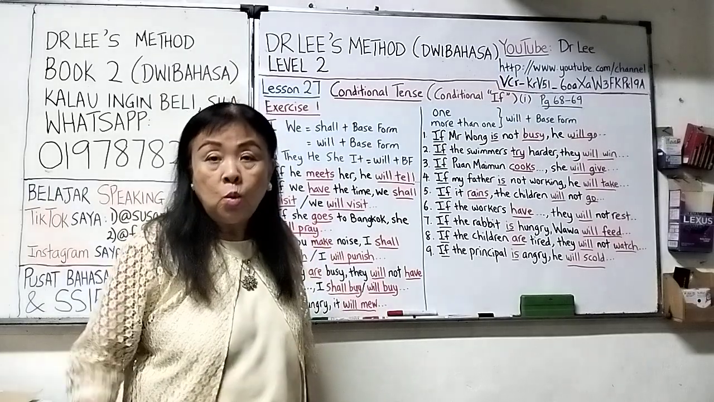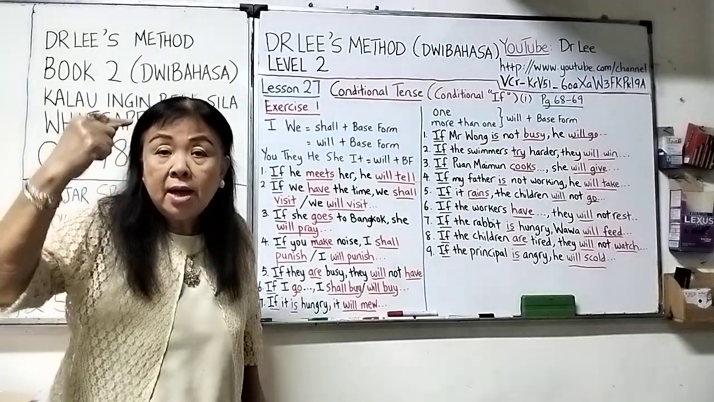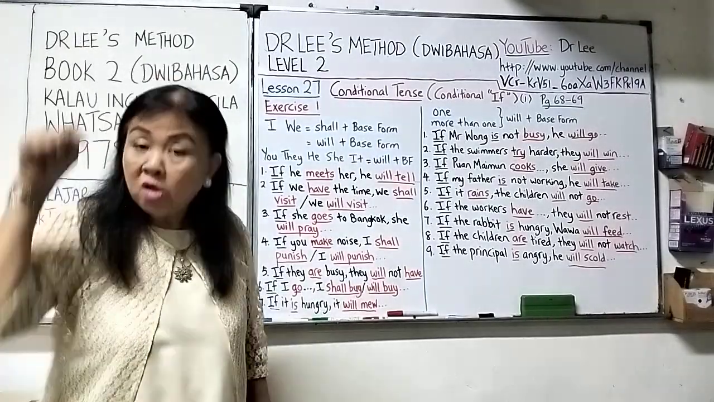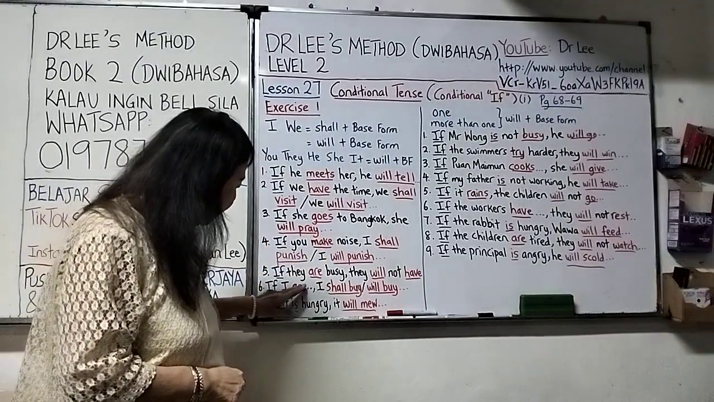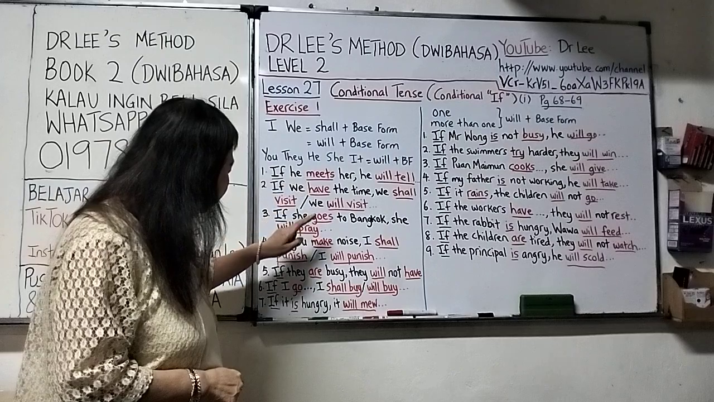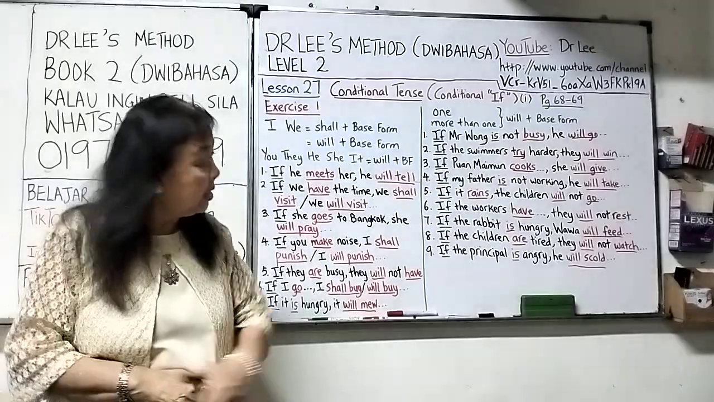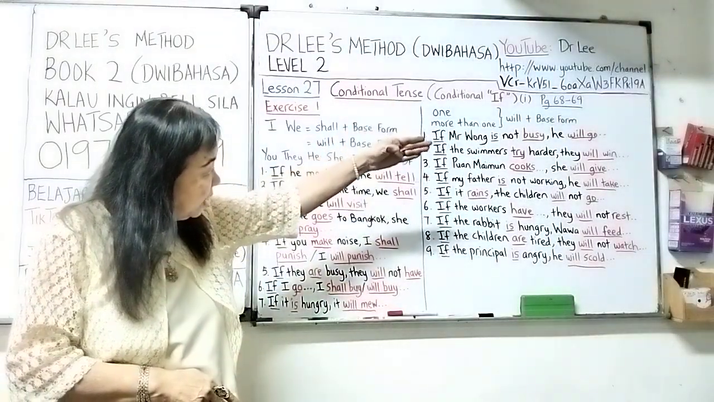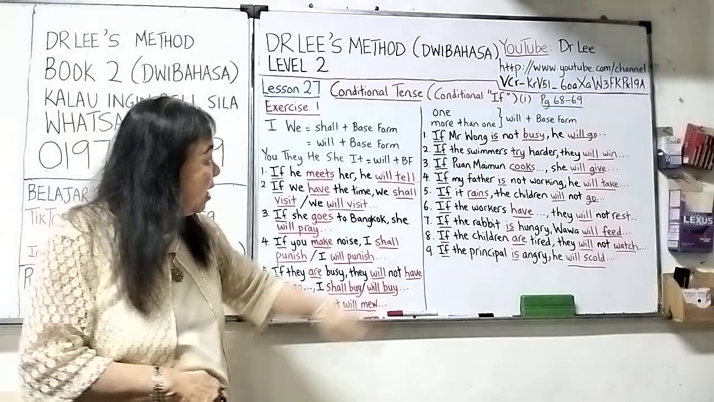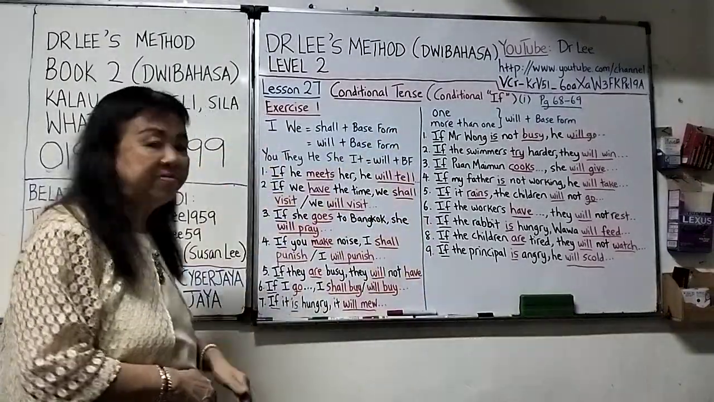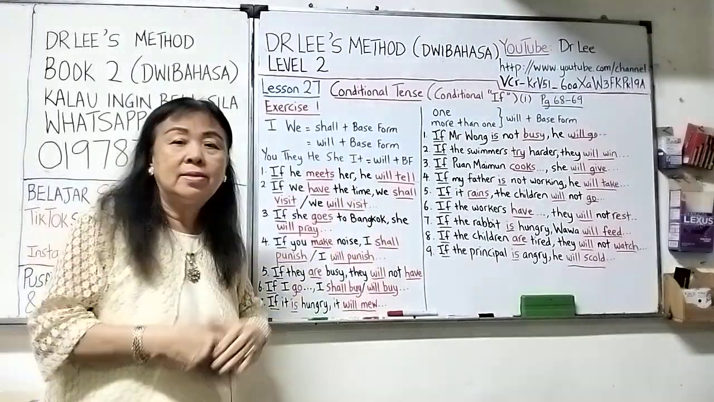Conditional tense: if. When we use if, we are talking about the future, not now. When we use if, we use the present tense: means, have, goes, make, are, go, is, try, cooks, is, rains, have, is, are, is, present tense. And then we use will or shall.